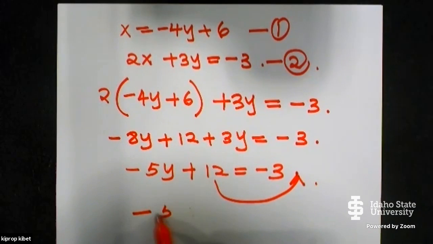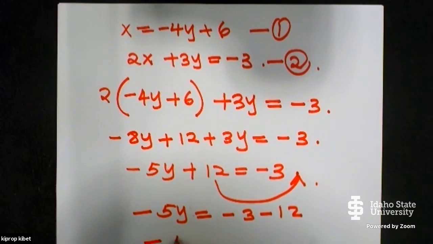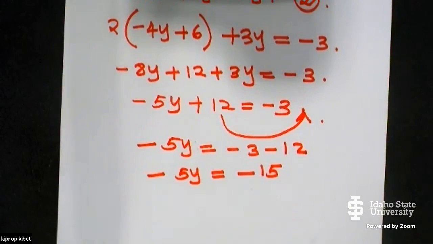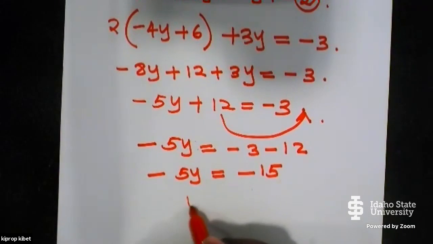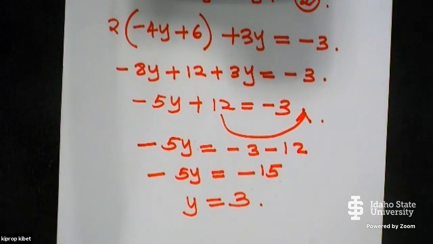So minus 5y equals to minus 3 minus 12. So minus 5y equals to minus what? Minus 15. So what will be the value of y? So y equals to what? Equals to 3. So y equals to 3.